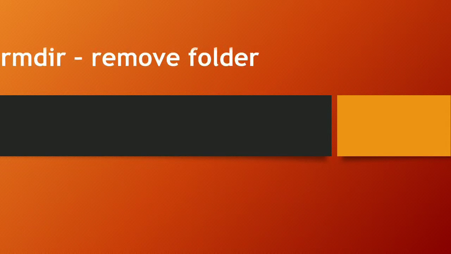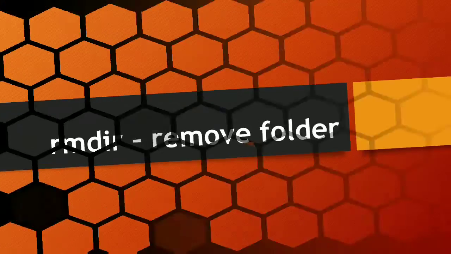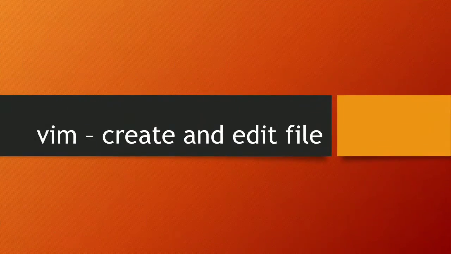The next command is rmdir, which is used to remove folders. The next command is vim, which is used to create or edit a text file.